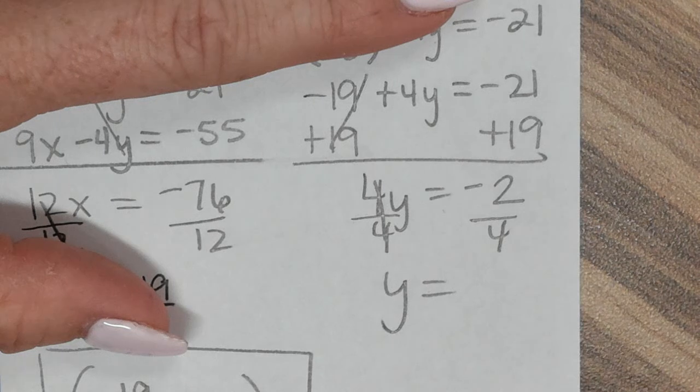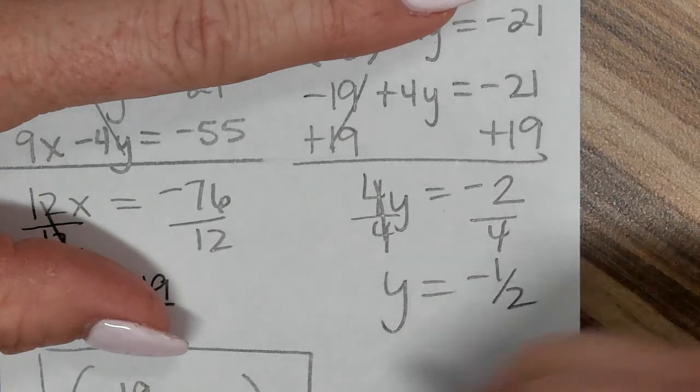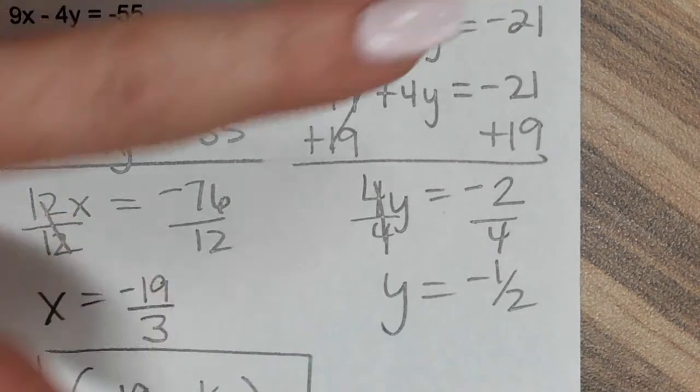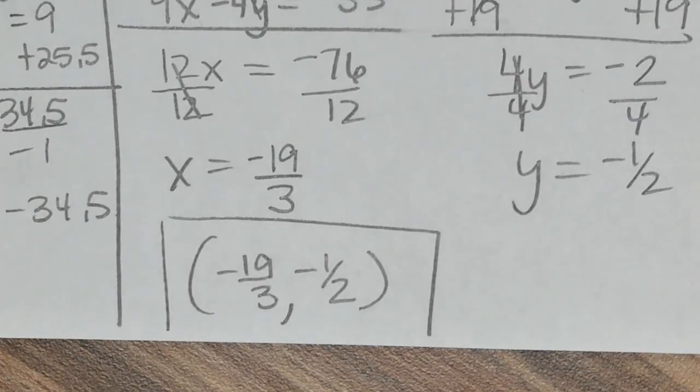Simplified. Negative 1/2. Can you have fractions as your answers? Yes. Can you have decimals as your answers? Yes. When do you not want to change the fraction to a decimal? When it's a repeating one, because it's going to change the value and then your y value would have been wrong. Okay, flip to the back.